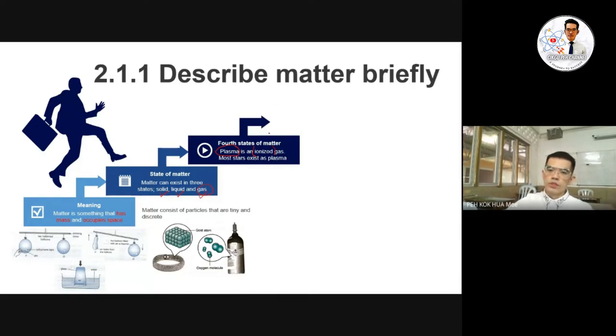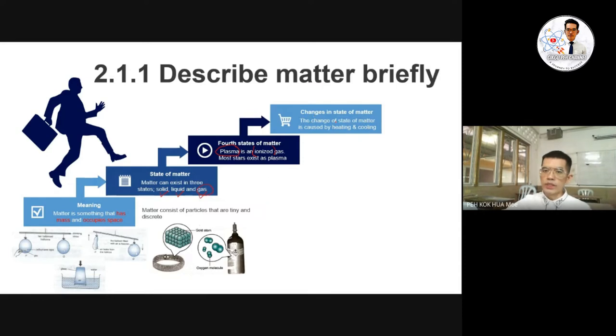So this is the fourth state you need to know in matter, besides the three main states you have already learned in your history, which are solid, liquid, gas. So now you have to know there is another state called plasma, which is the ionized gas.